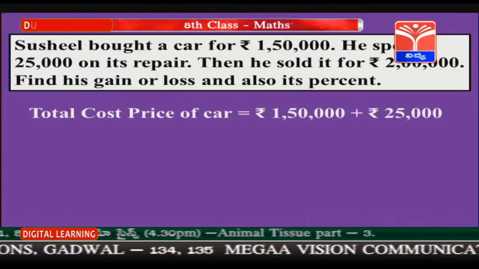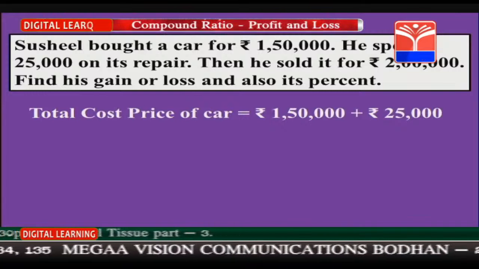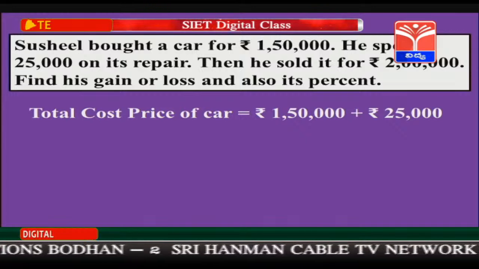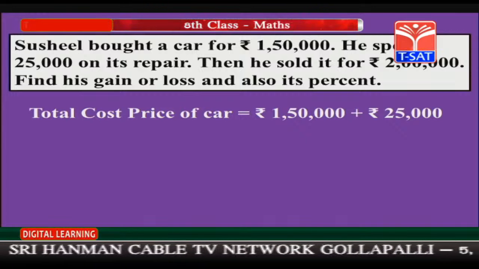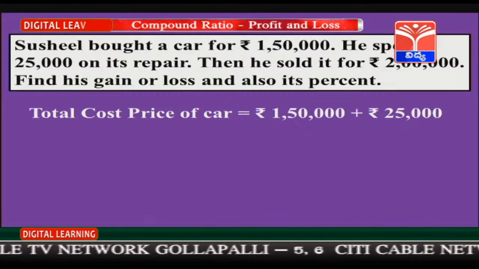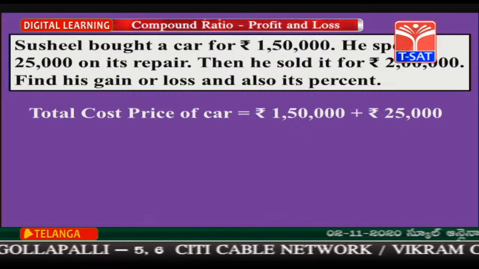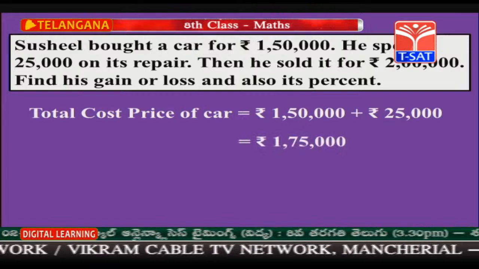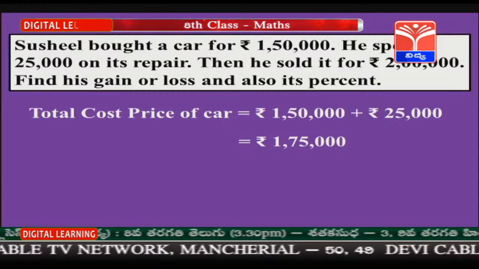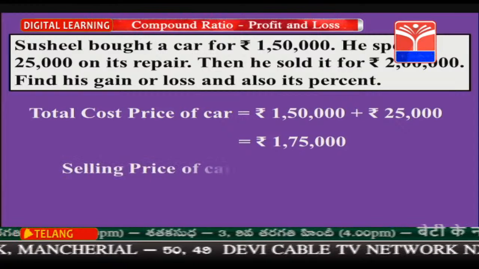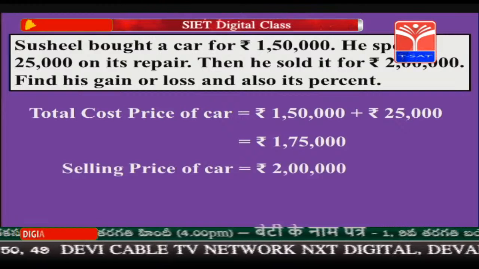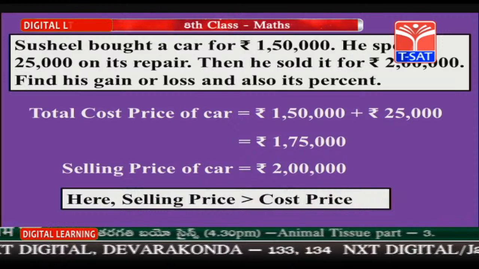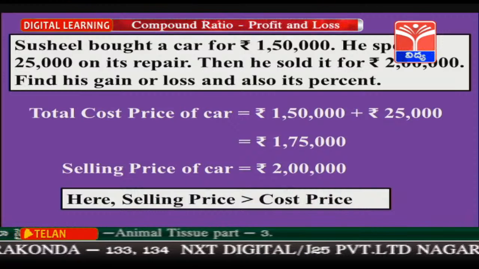So, what is the total cost price of the car? He bought it for 1,50,000 rupees and he spent 25,000 for repairing. So, both the costs he has spent from his pocket. That means we need to add these. So, 1,50,000 rupees plus 25,000 rupees gives us, yes, 1,75,000 rupees. So, this is the total cost price of the car, and now he sold this car for 2 lakh rupees. Now, what do you notice, children, here? Yes, here the selling price is greater than the cost price.